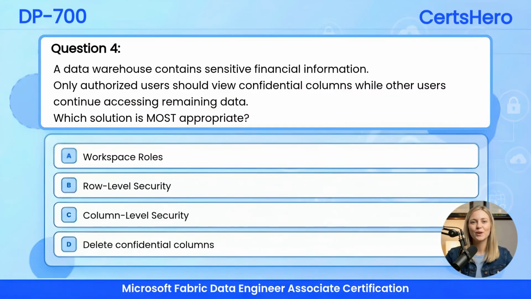Question number 4. A data warehouse contains sensitive financial information. Only authorized users should view confidential columns while other users continue accessing remaining data. Which solution is most appropriate? A. Workspace roles. B. Row-level security. C. Column-level security. D. Delete confidential columns. Pause for 5 seconds and choose the correct answer.